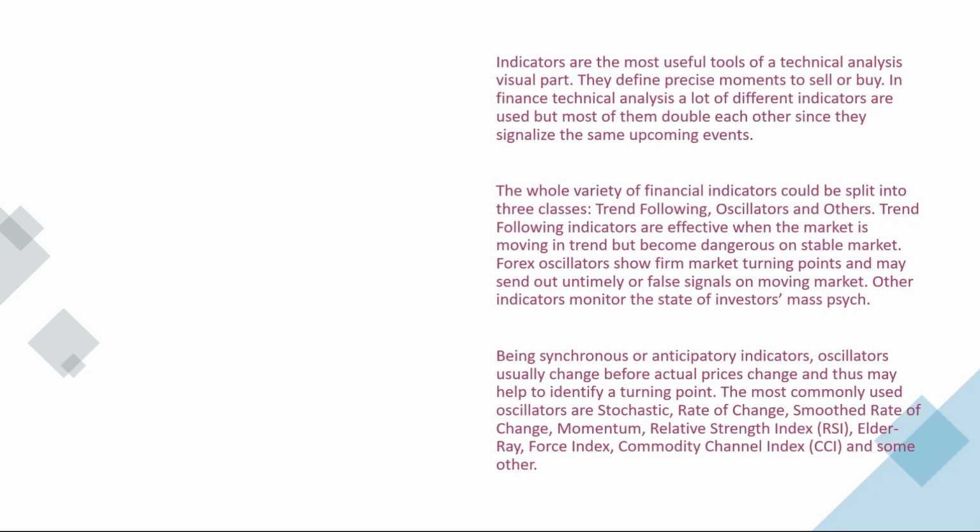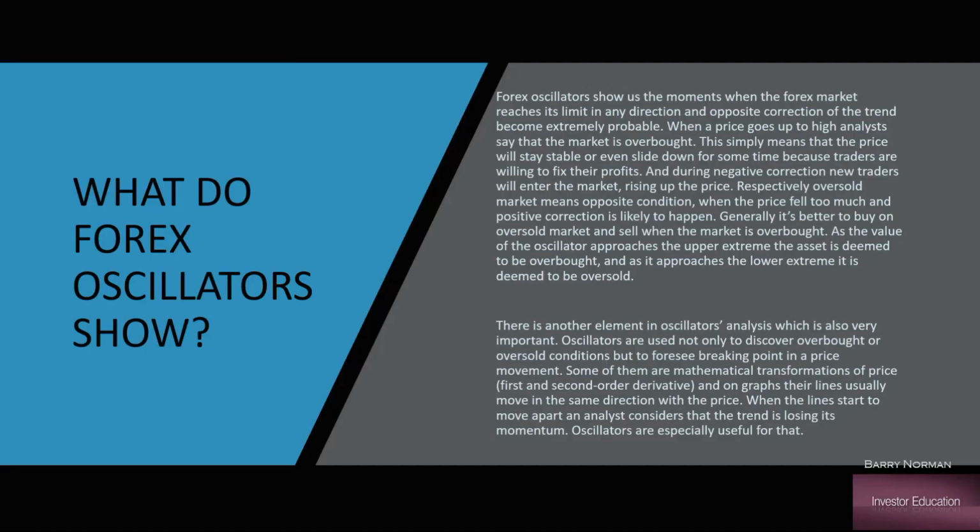Now, some of the most commonly used oscillators or indicators are stochastics, RSI, CCI, rate of change, momentum indicators, force indicators, and there's others. Now, Forex oscillators show us the moments when the Forex market reaches its limit in any direction and opposite correction of the trend becomes extremely probable.